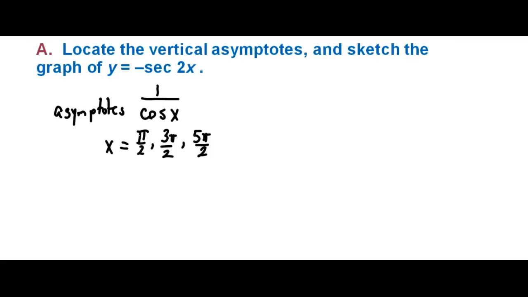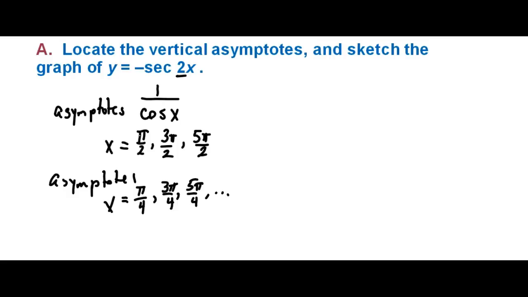So now when we squeeze that in by a factor of 2, since this angle has 2x, we're going to be looking at asymptotes wherever the cosine of 2x would be 0, or wherever secant of 2x is undefined, and that's going to occur where these are squeezed in half, so that's going to look like pi over 4, 3 pi over 4, 5 pi over 4, etc.